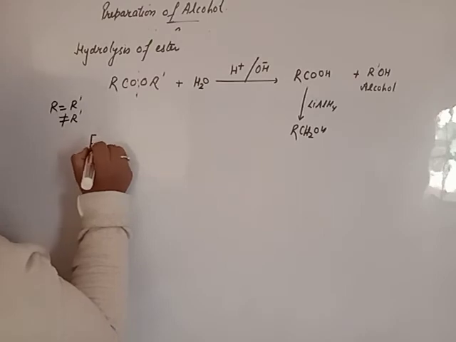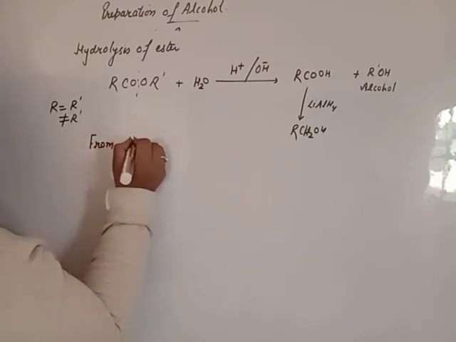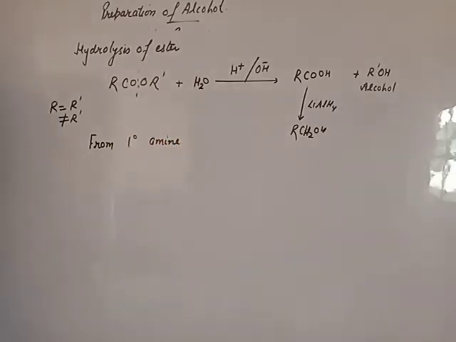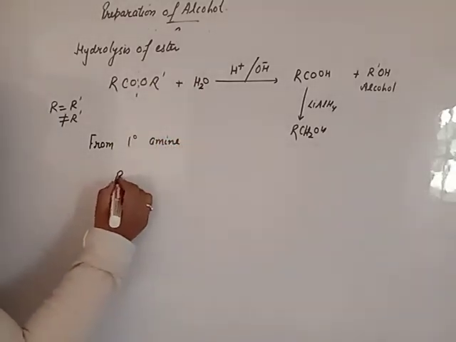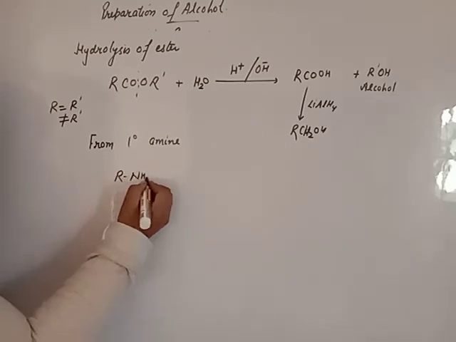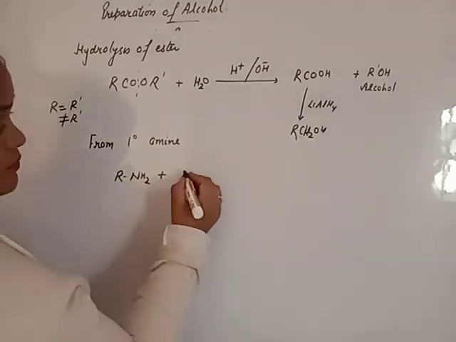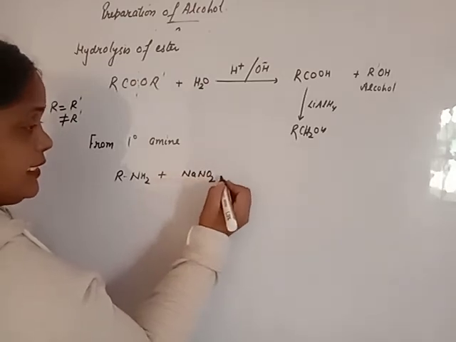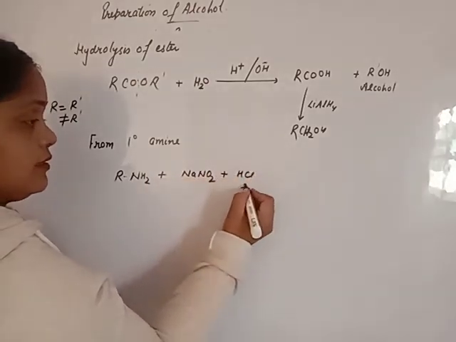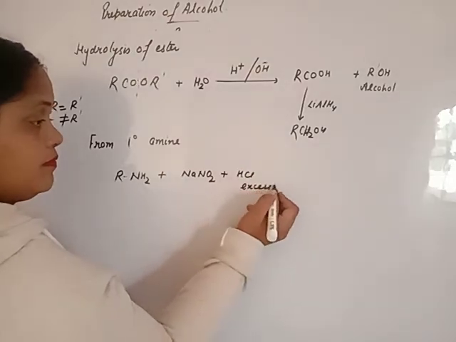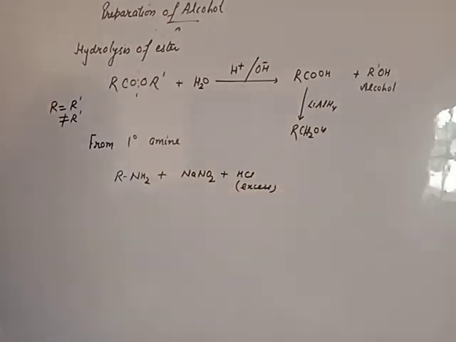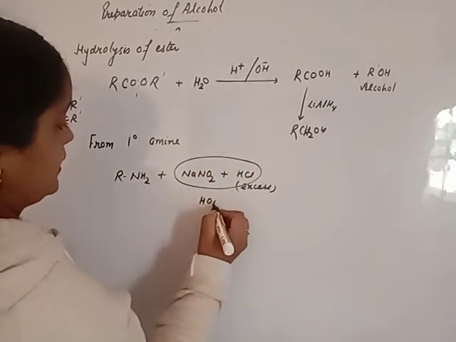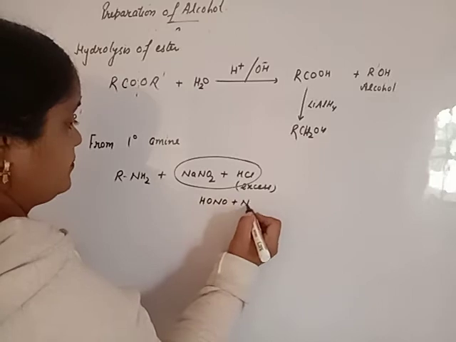Now another method is from primary amine, not secondary and tertiary, only primary amine. When primary amine is treated with sodium nitrite in the presence of excess HCl, by the reaction of these two, we obtain nitrous acid plus NaCl.